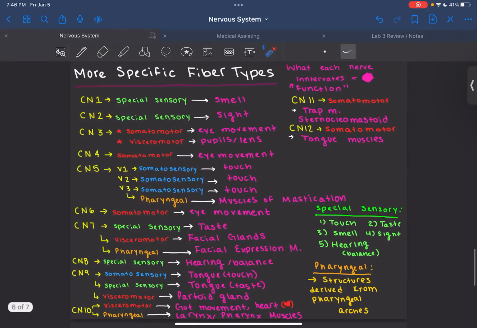I really do like neurology and going over the nervous system type of structures. So I will be doing further videos probably in relation to the cranial nerves. So stay tuned for that.